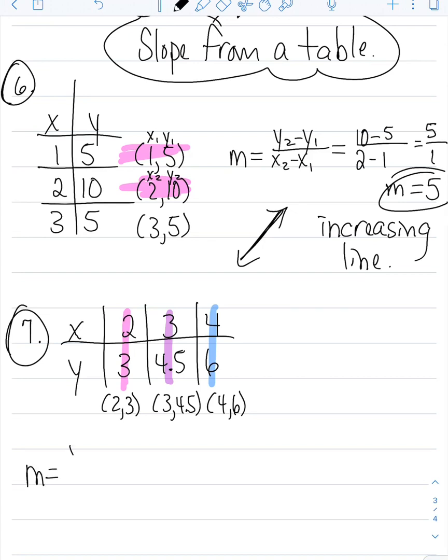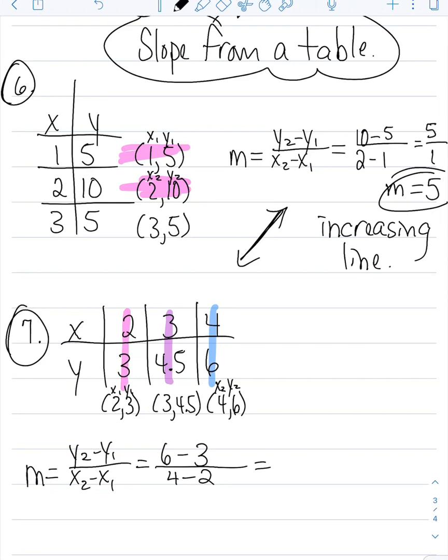First, let's write our slope formula. Second y minus first y over second x minus first x. I am going to choose the first and the last simply because they're whole numbers. If I can avoid using decimals or fractions, I do, but sometimes you can't avoid it. So this is my first x and first y, second x, second y. Let's plug that in. I have second y, which is 6, minus the first y, which is 3, over second x, which is 4, minus the first x, which is 2.